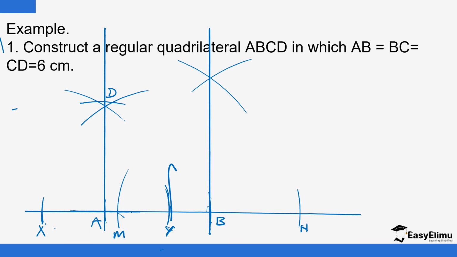So B as the center. It also has to be 6. So D is here and C is there. Then you now join D to C. And you shall have constructed your regular quadrilateral ABCD.